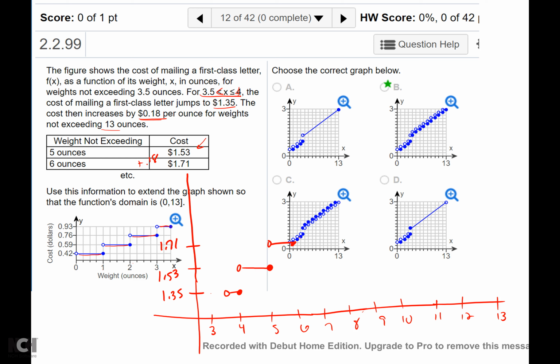All right, and then, let's see, up to 7 ounces, it's going to jump up another 18 cents. So that's going to be $1.89. So from 6 to 7, that's going to jump up to $1.89. And then up to 8 ounces, add another 18 cents, is going to be $2.07.